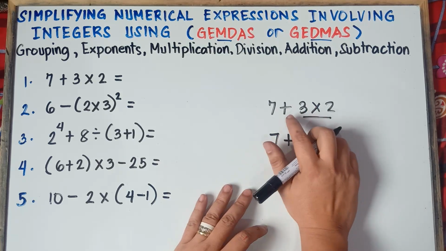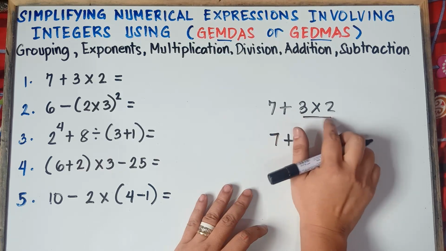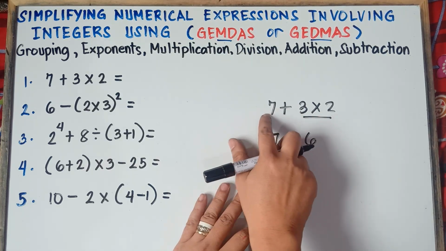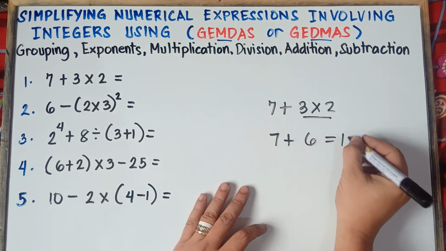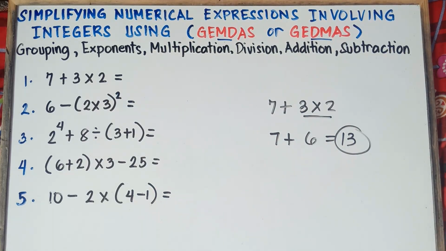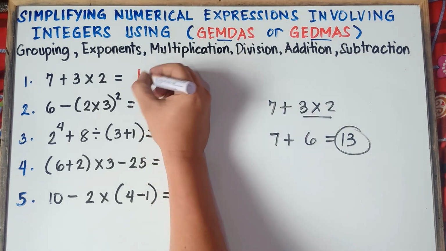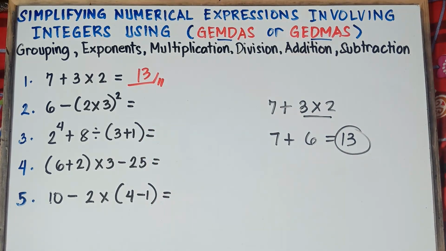Multiplication comes first before addition, so multiply this one first. 3 times 2, that is 6. Simply copy 7, copy the plus sign, and then add this one. 7 plus 6, that would be 13. That's it, class. That's the answer with regards to example number 1. That would be 13. Easy, right, for number 1.